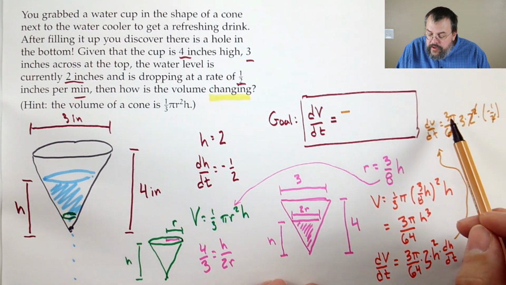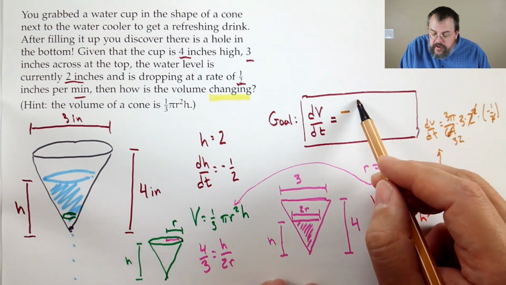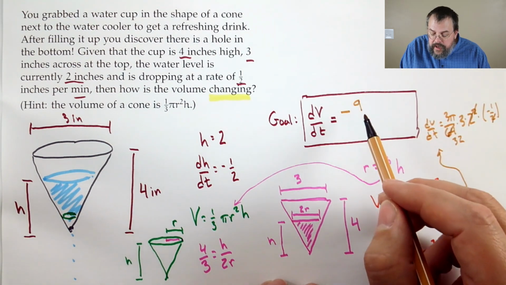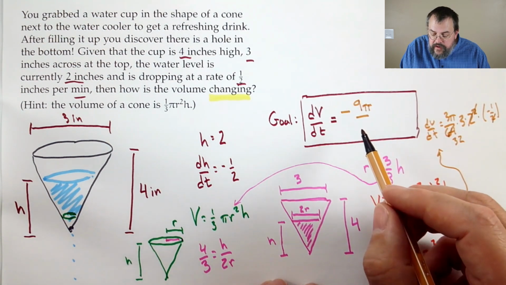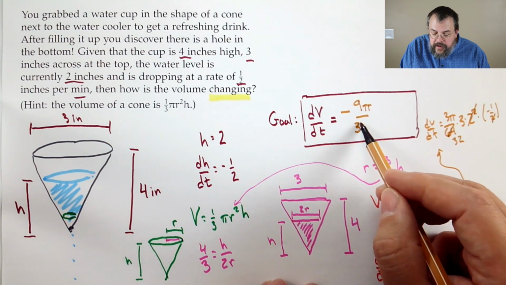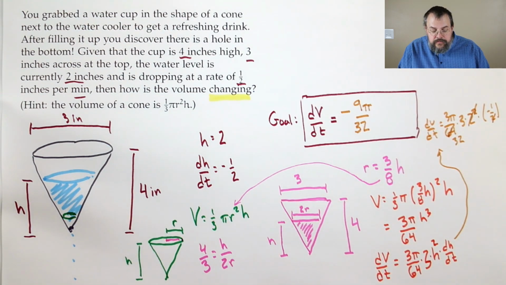All right. 3 times 3 is 9. And then we have pi. And then we have a 32 downstairs. -9 pi over 32. Okay, so that's how the volume of the water is changing.